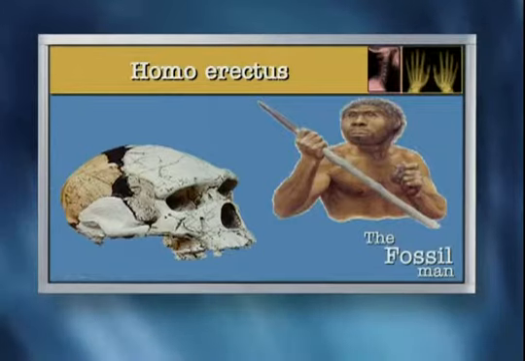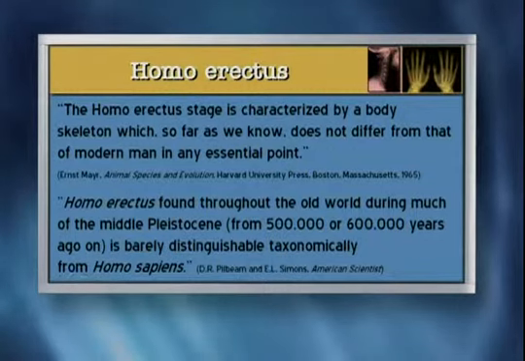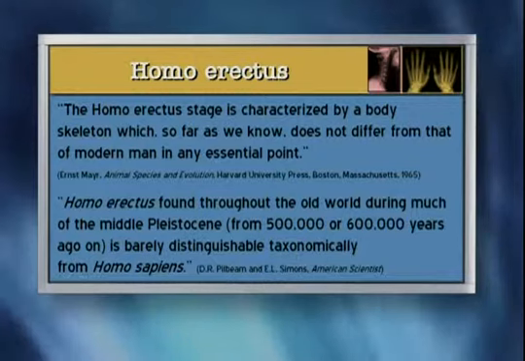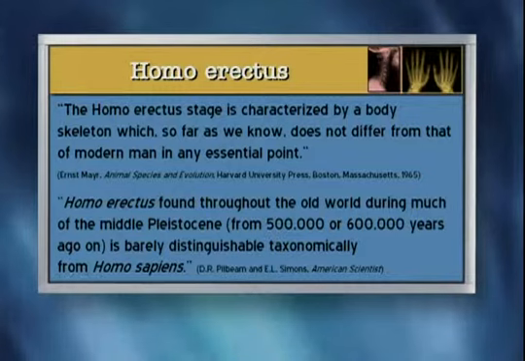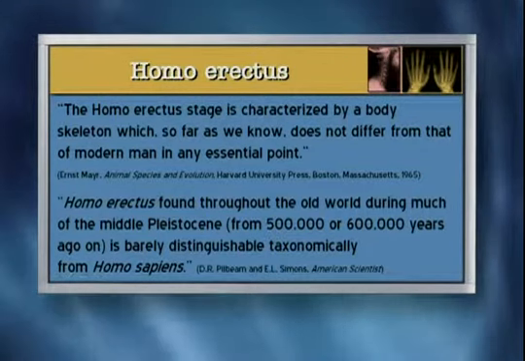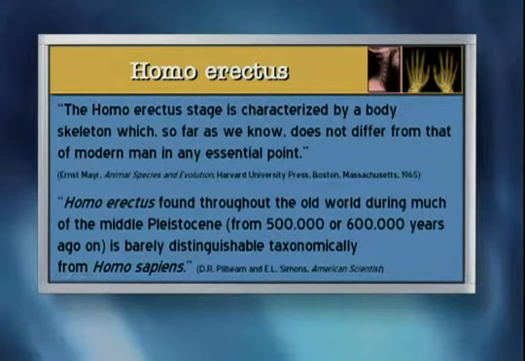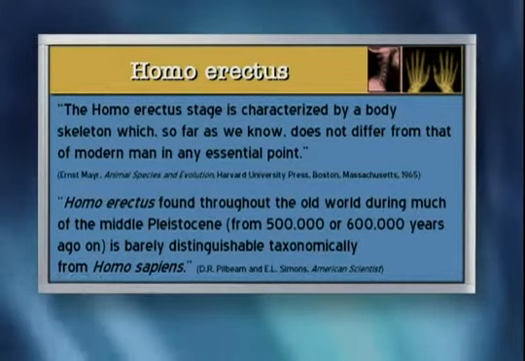The point to make on Homo erectus is you can't really tell a difference between them and us. Ernst Mayr, a very famous evolutionary taxonomist, said the Homo erectus stage is characterized by a body skeleton which, so far as we know, does not differ from that of modern man in any essential point. David Pilbeam said, Homo erectus found throughout the Old World during much of the Middle Pleistocene is barely distinguishable taxonomically from Homo sapiens. So we just have here fossils of human beings. Precisely. There's no major difference between Homo sapiens and the Homo erectus stage.